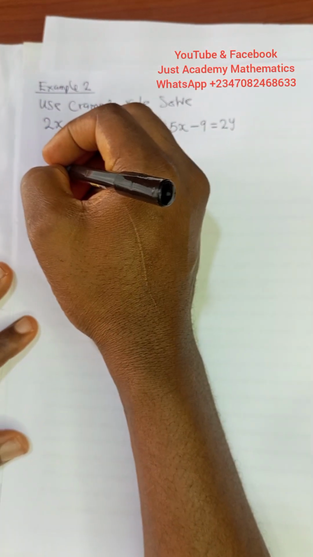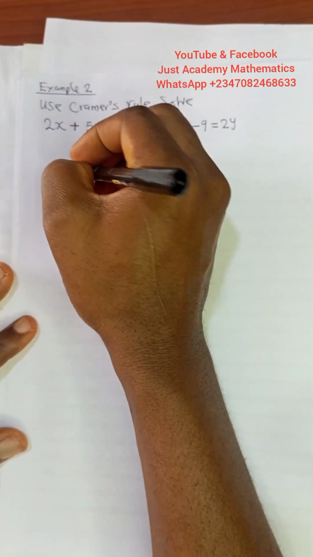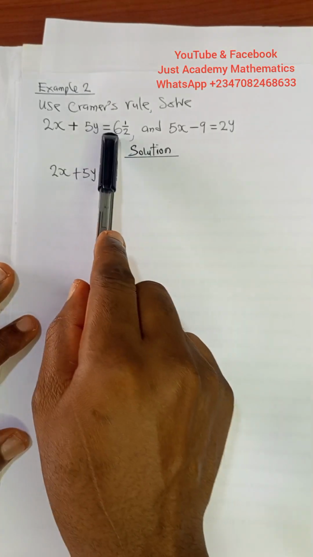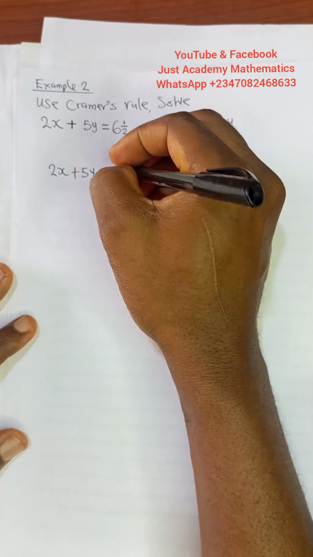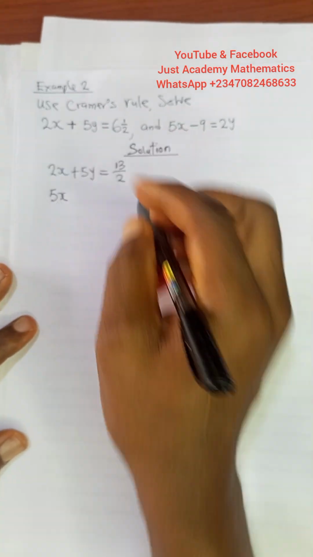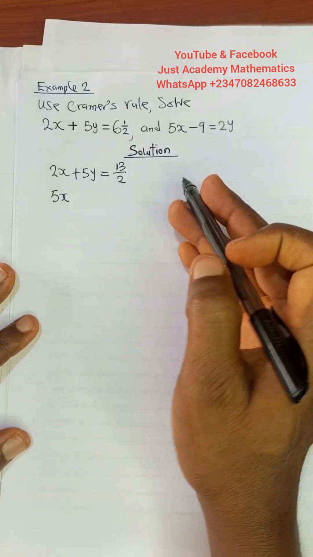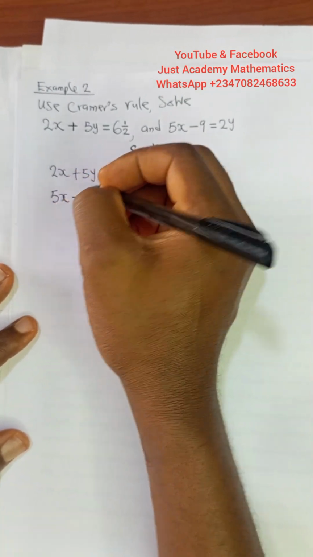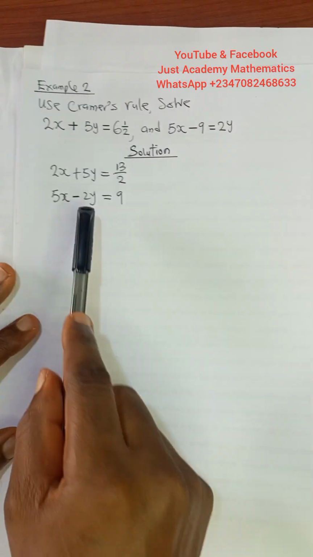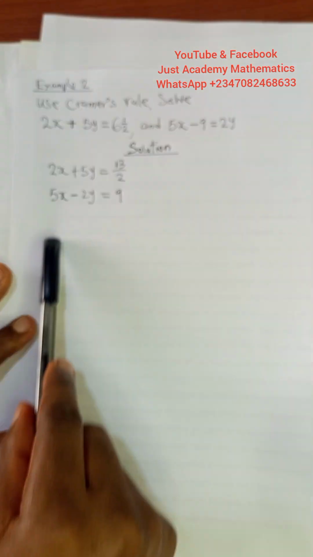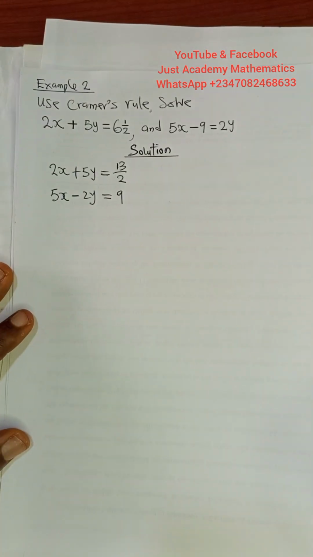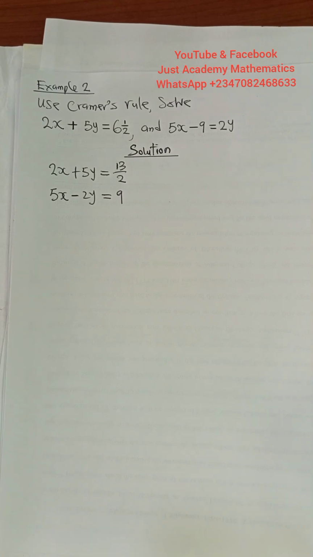What do I mean? We have 2x plus 5y is equal to this, 6 and 1 over 2, which simply means 2 times 6, 12, plus 1. That is 13 over 2. Now this one, x starts, 5x. We have to bring this 2y to this side to give minus 2y, then equals, we return this minus 9 to this side, it becomes plus 9. So the way it is now, it is well arranged: x in one column, y in one column, the constant after the equals sign in one column. So as it is now, we know what to do next.